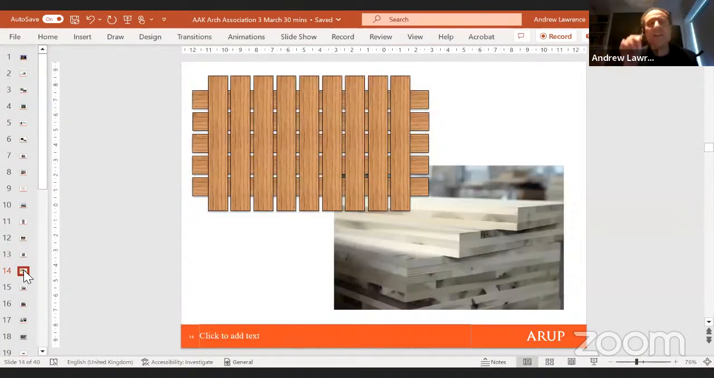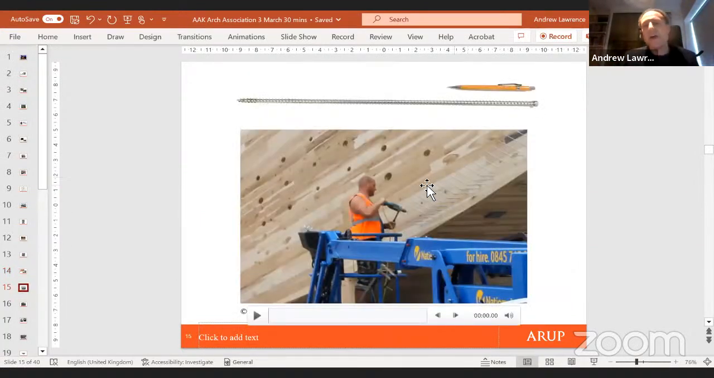Now, the second innovation is CLT, cross-laminated timber. It was actually invented some time ago, back in about the 1990s, but it's only been cheaply available for about the past 10 years. And the third innovation, and you've heard a little bit about this from Rotterblass, is really modern timber connections, which have really made timber connections stronger and brought down the cost.